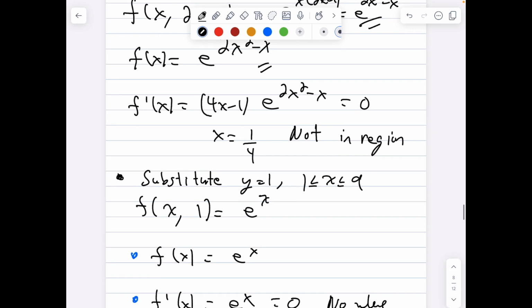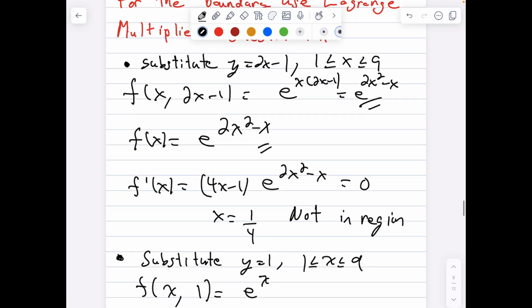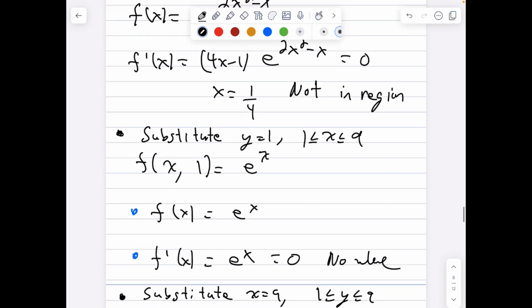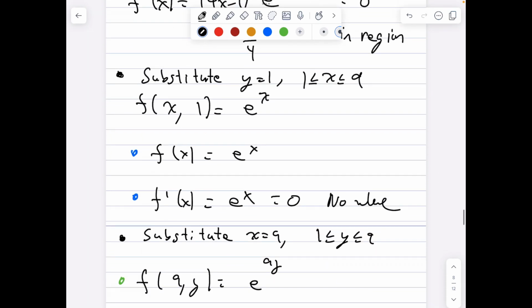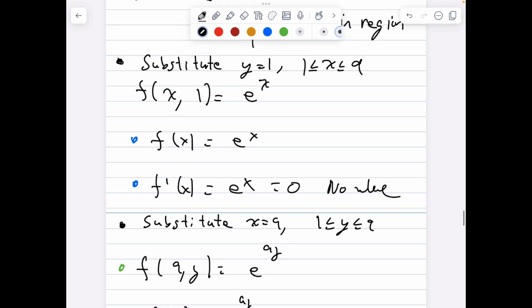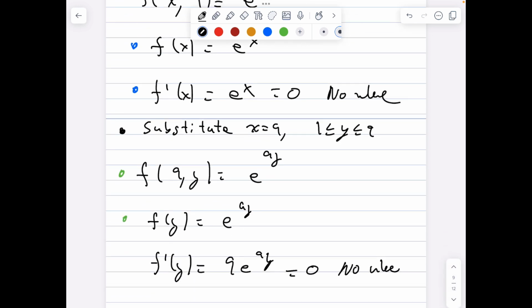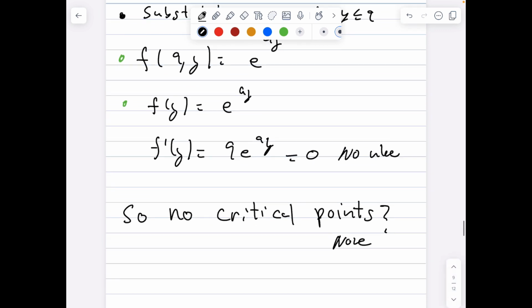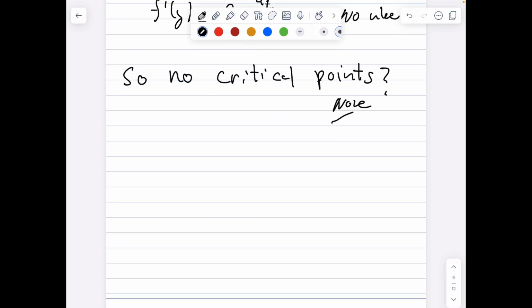Next, I would substitute y equals 1, so it's the green line. You get e^x; same thing, take the derivative of e^x, set it equal to 0, and you get no points, basically. And finally, I would substitute x equals 9, and I would get f prime equals 9e^(9y). Set that equal to 0, and there are no values here either. So no critical points, none. Technically, that's what's going on.